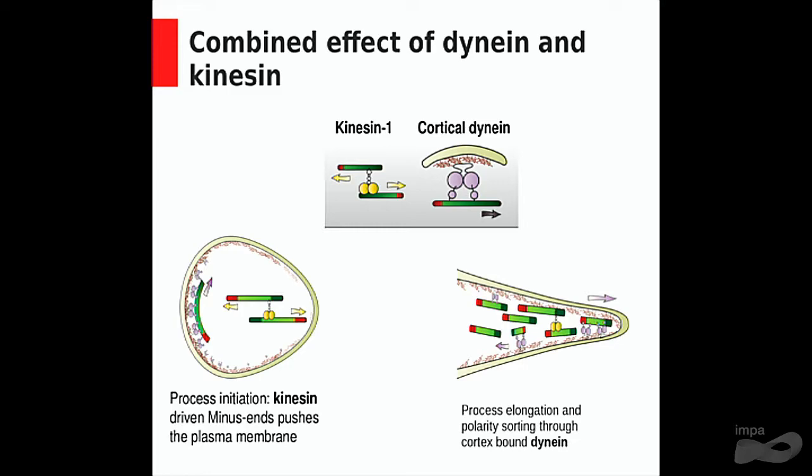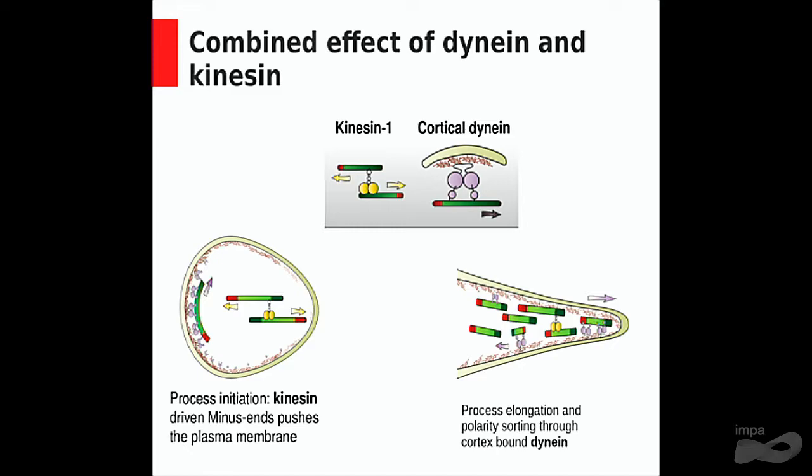coming into play. With the cargo domain, it's attached here to the cortex, with the motor domain to the microtubules. And since dynein now moves to the minus end of the microtubules, it would push any microtubule into the process plus end forward. And if there's a microtubule that is minus end forward, it will push them out of the process. So that is how they believe that things work. Dynein is in those processes and basically does the polarity sorting after the processes have been established through kinesin.